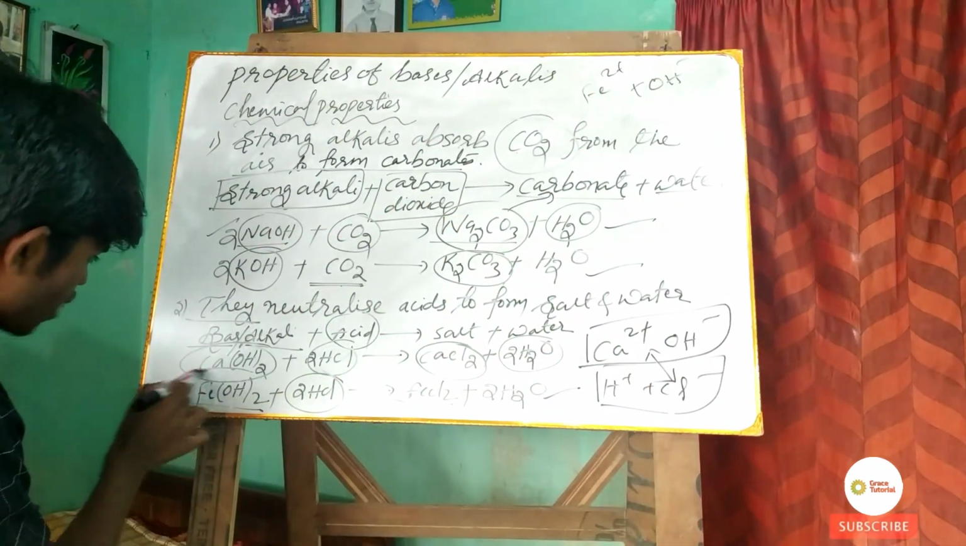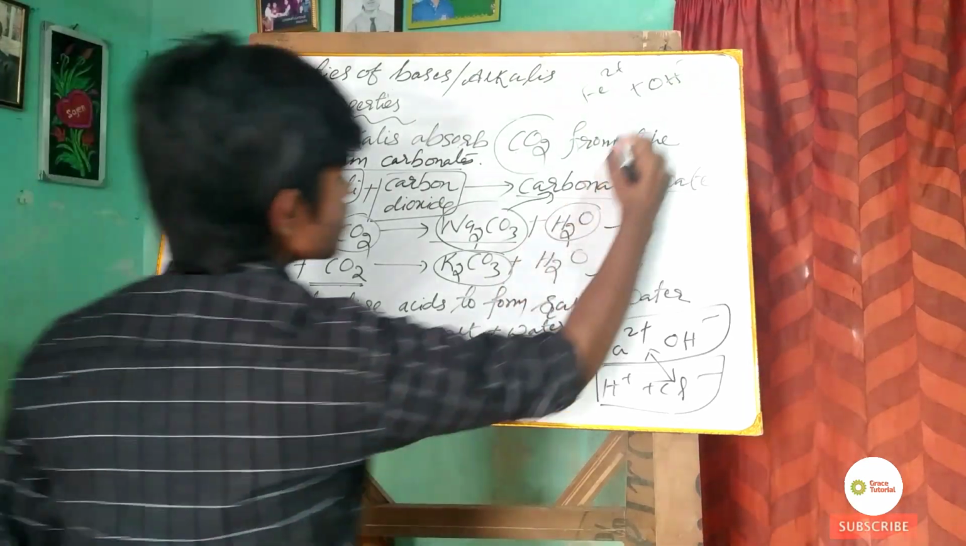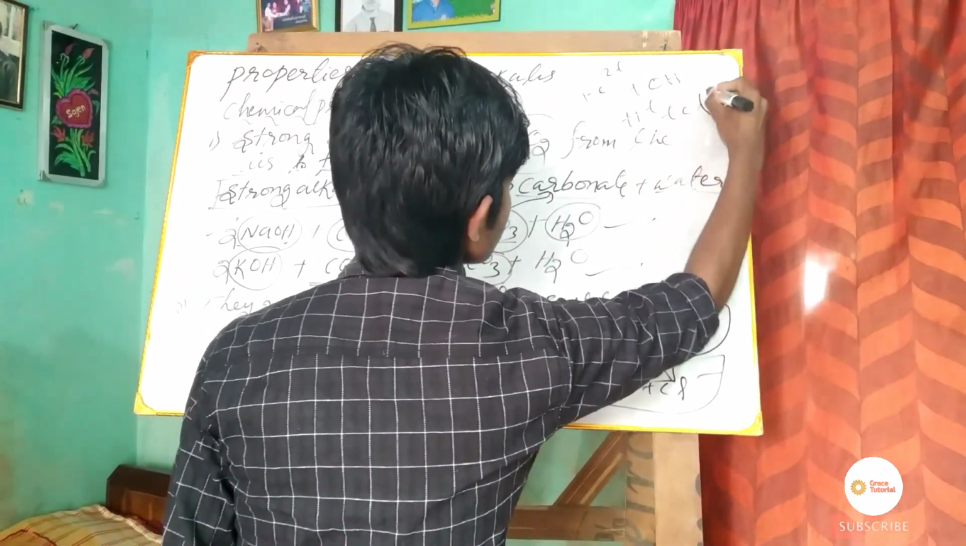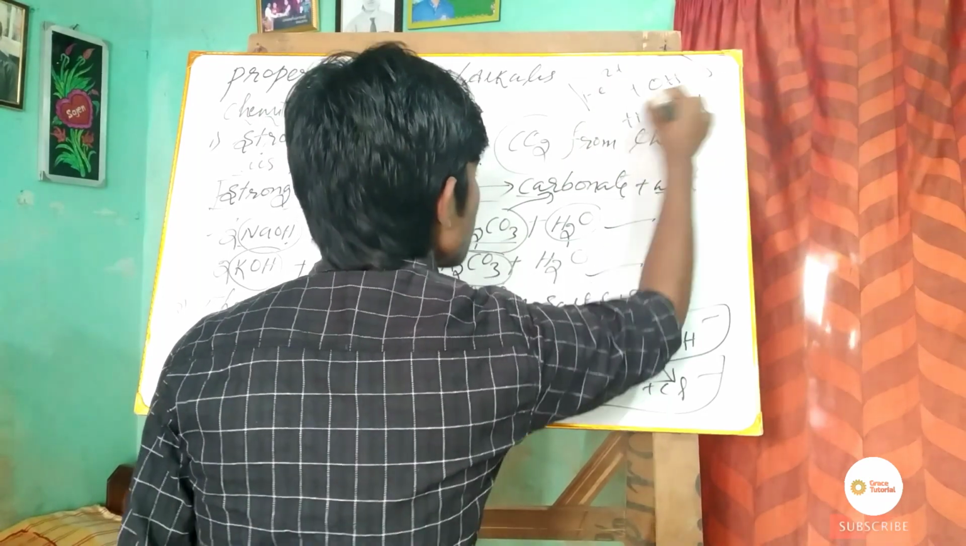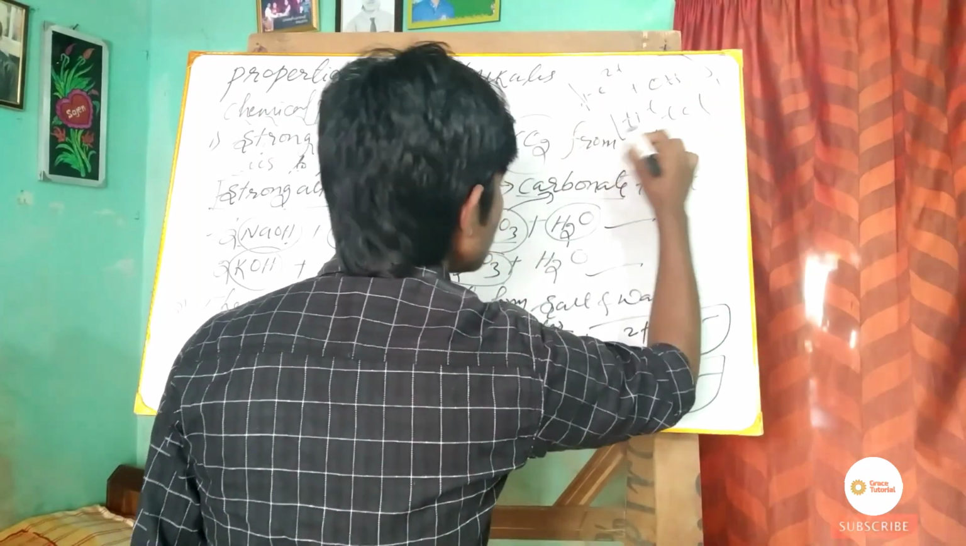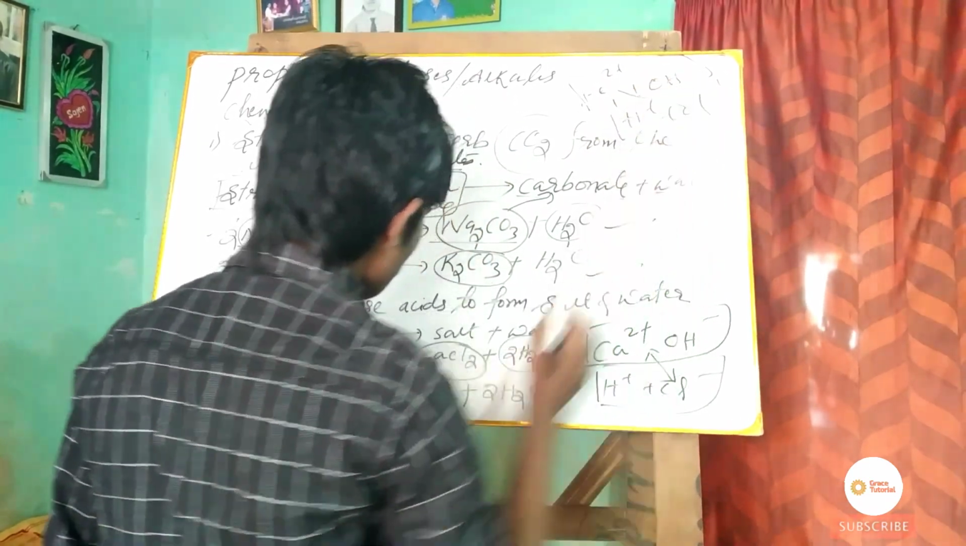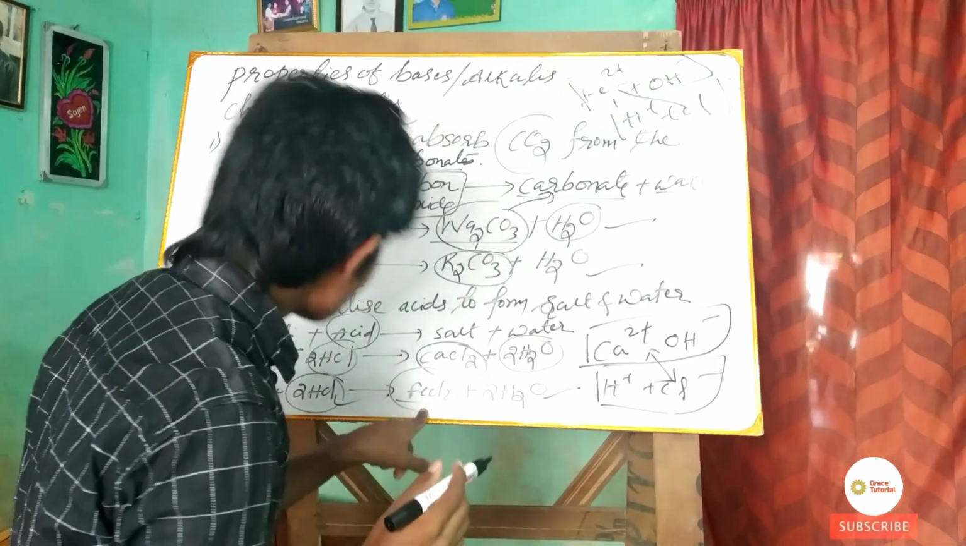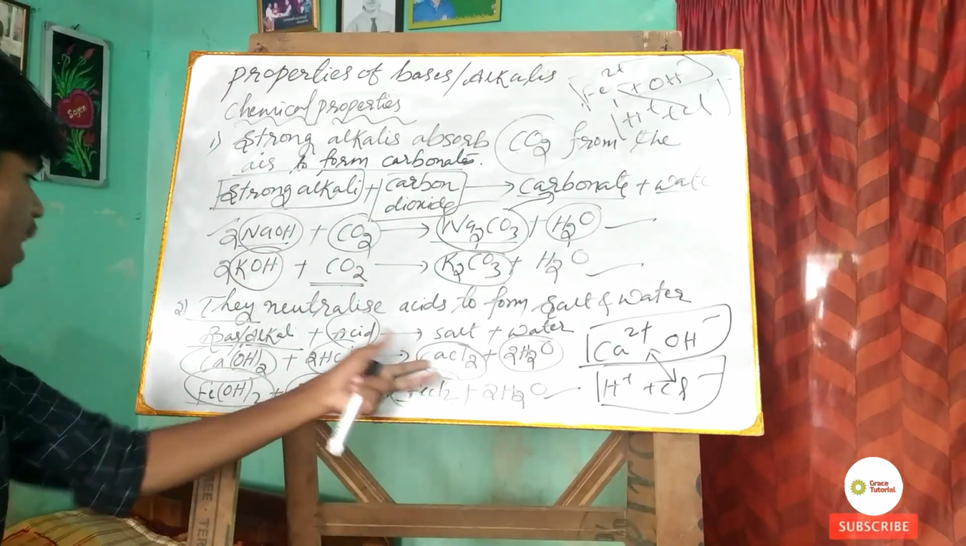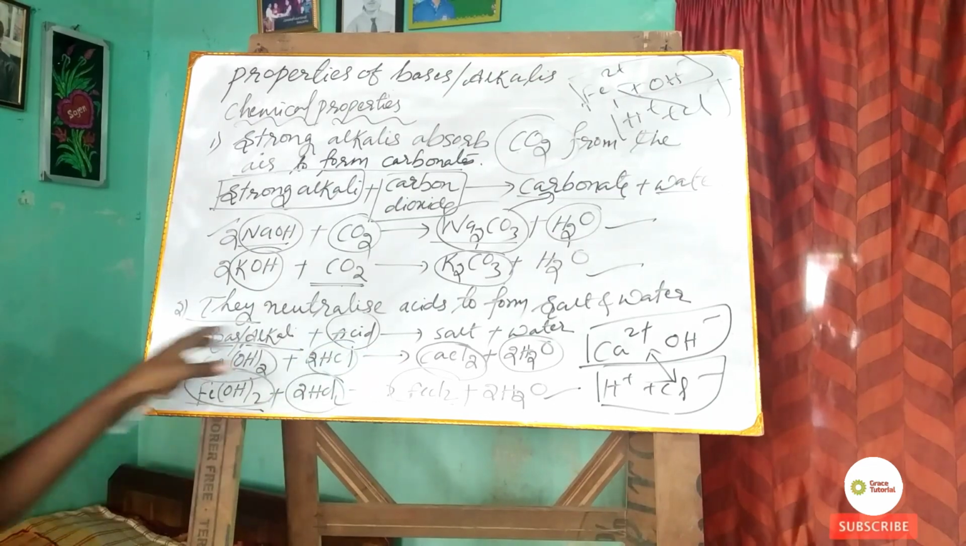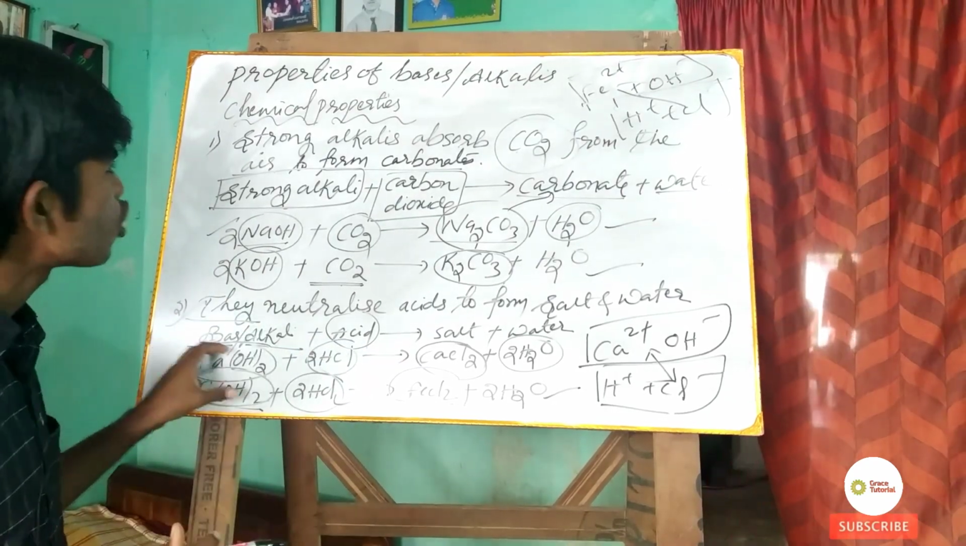Similarly, when this ferrous hydroxide reacts with hydrochloric acid, meaning H+ and Cl-, the positively charged part of this compound will react with the negatively charged part of this compound to form the ferrous chloride, and in this way these two substances are obtained by the reaction of this acid as well as the base. Well, this is the second chemical property of the bases.